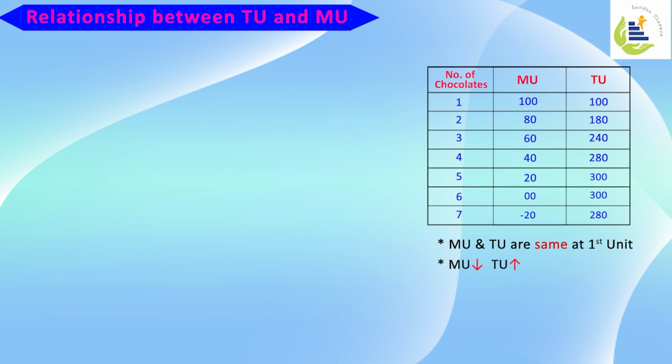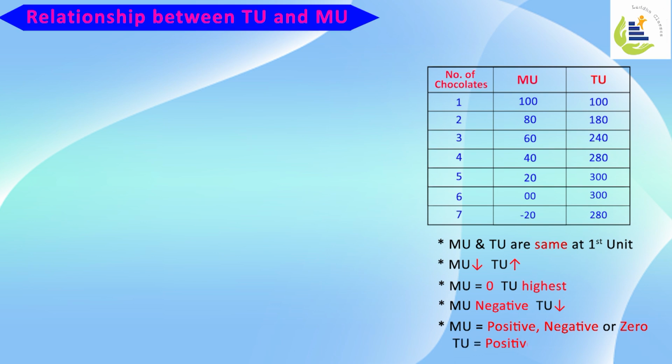And on the sixth chocolate, my marginal utility became zero. There was no added satisfaction, when my total utility reached its maximum level. And after this point, my marginal utility went negative. My total utility went down, but remained positive. So I understand the next point, that marginal utility can be positive, negative, or zero, but total utility is always positive. Marginal utility keeps on going down, but total utility initially goes up, reaches a maximum, and then reduces. That's how I understand the relationship between total utility and marginal utility.